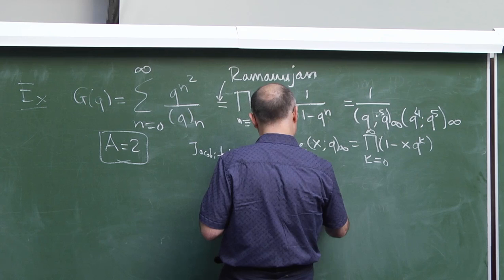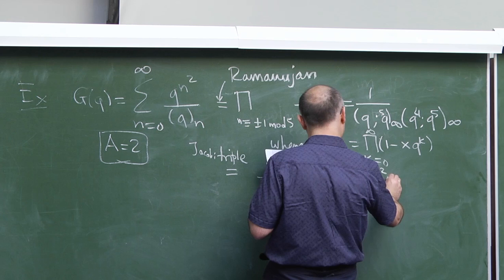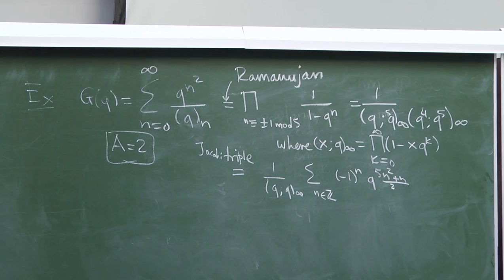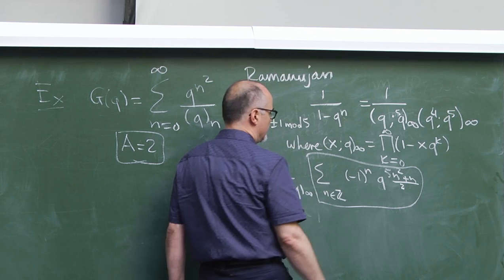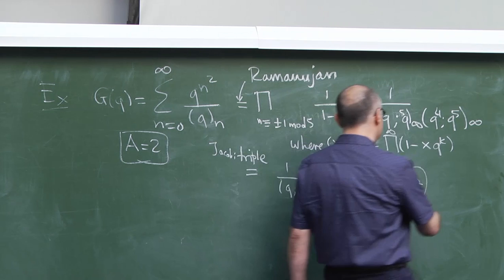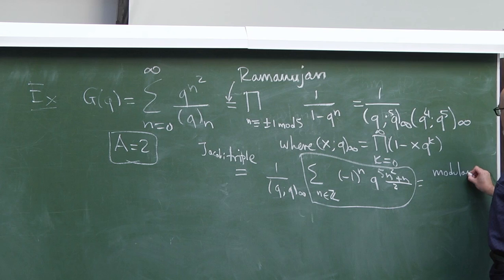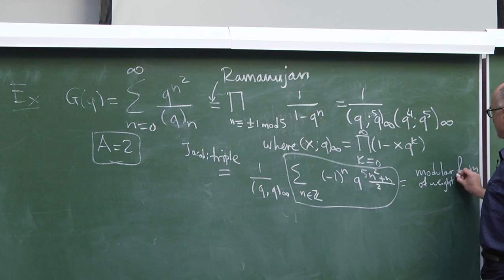all integers, minus 1 to the n, q to the 5, n squared plus n divided by 2. May say, so what? Well, now I'm summing over integers. And when you're summing over integers, q to the quadratic form plus linear form, this is well known that the numerator is actually a modular form of weight 1/2. I will tell you in a moment what that means.